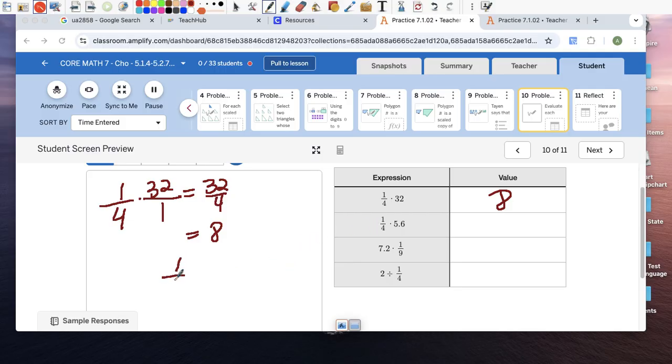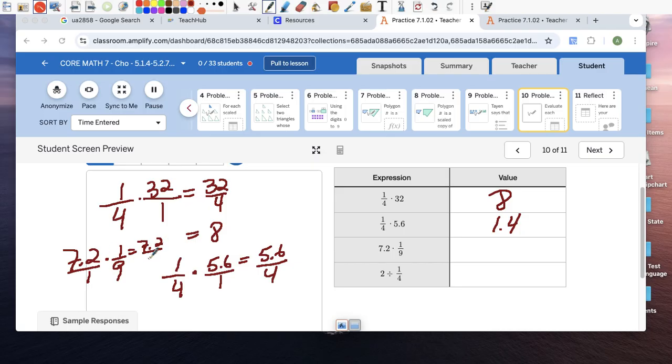Okay. 1/4 times 5.6. The same thing. You multiply across, 5.6. 4 times 1 is 4, and 5.6 divided by 4 is simply 1.4. 7.2 looks like 72, right? Times 1.9. Well, multiply across if you want to. 7.2 times 1 is 7.2. 1 times 9 is 9. And 7.2 divided by 9 is 0.8.